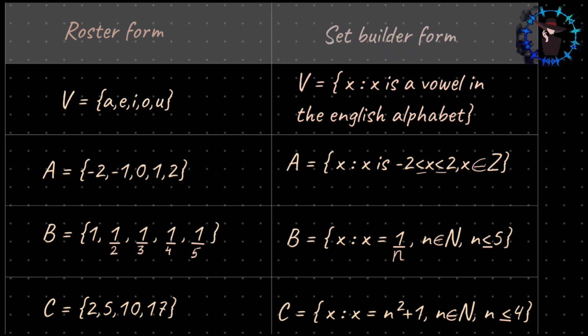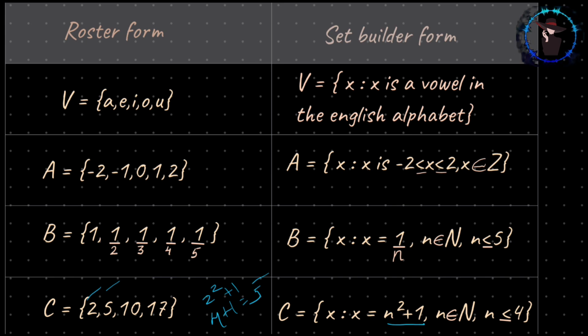Next set is C with elements 2, 5, 10 and 17. So X are the elements such that X equals n square plus 1, where n belongs to natural numbers and is less than or equal to 4. I'll give you an example of how it is done. Let's take this formula n square plus 1. Instead of n we write 2, which is 2 square plus 1, equals 4 plus 1, equals 5. So the first element is 2, next element is 5.